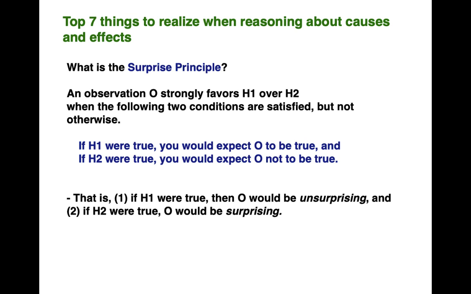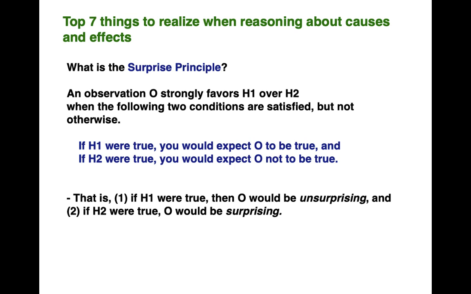That is, 1, if H1 were true, then the observation would be unsurprising. And 2, if its rival, hypothesis 2, were true instead, that observation would be surprising. I'll return to this with an example in the next lecture when I discuss what makes a scientific theory good.